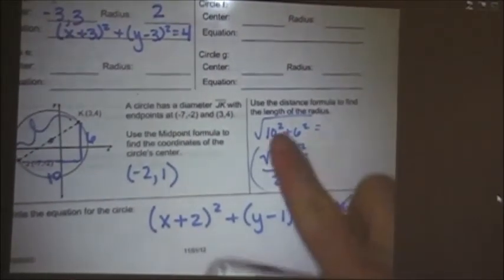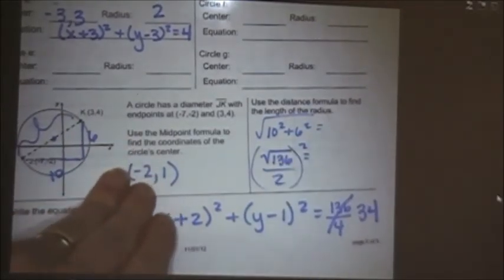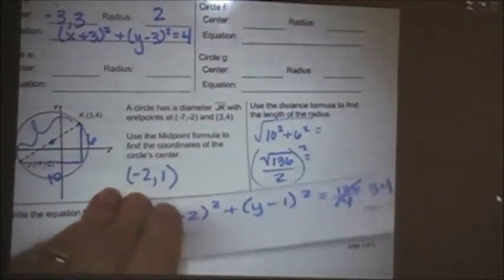Anytime you get a distance for your radius, if it comes out to be a square root, don't get the decimal answer, because you're going to square it anyway.